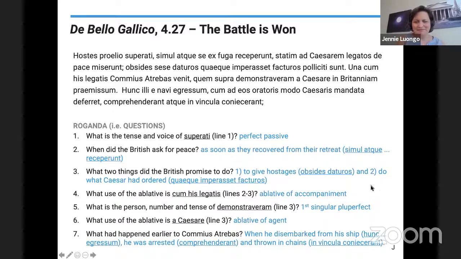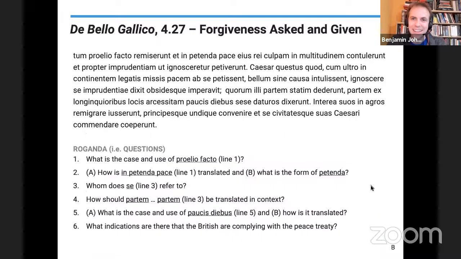Commius is a great character, by the way. If you end up reading the rest of the Gallic War, I think his nose ends up getting cut off. Spoiler alert. Some crazy stuff happens to him in book 8. And book 7, because if you've read book 7, because it was originally on the AP exam, you maybe know that Commius kind of changes sides and helps lead the relief force at Alesia. So, okay, 4.27, forgiveness asked and given.